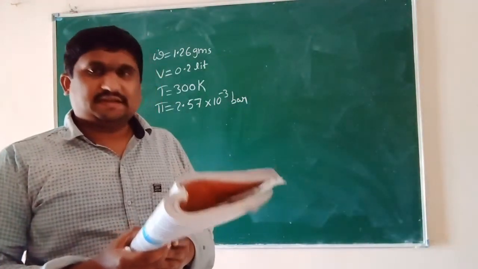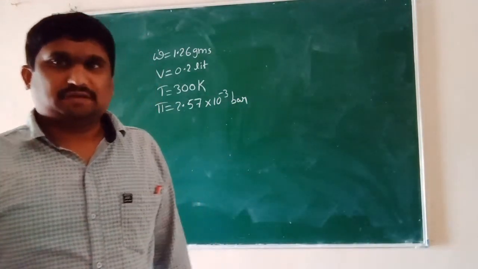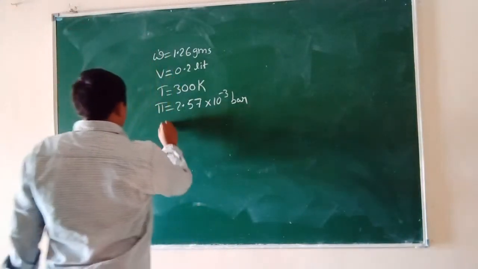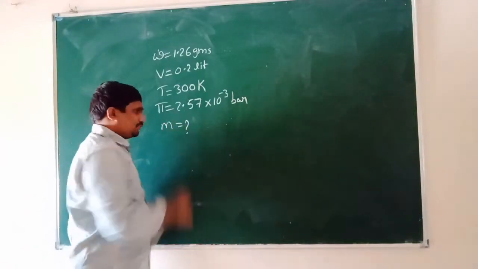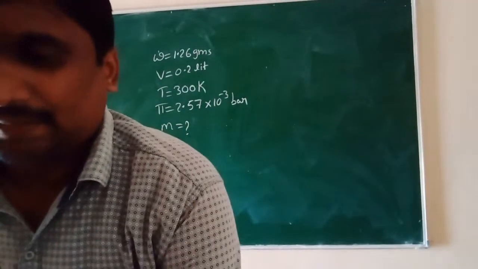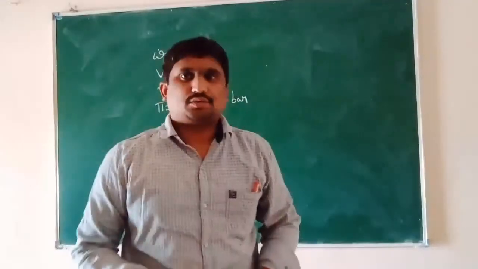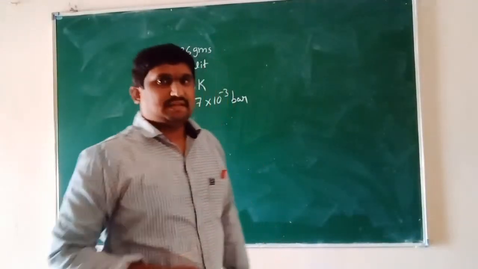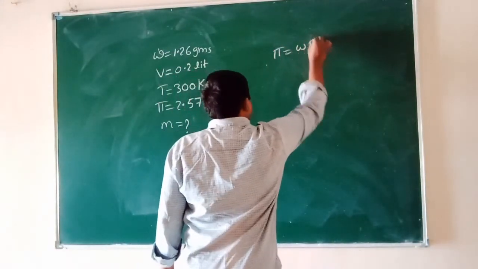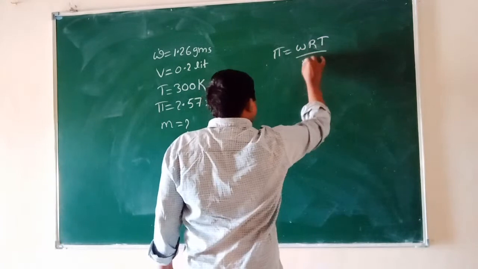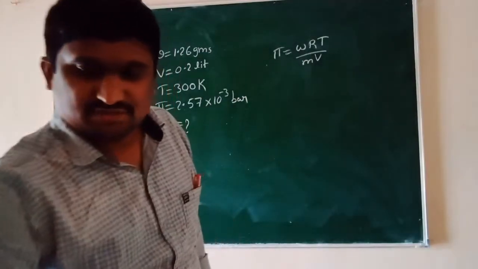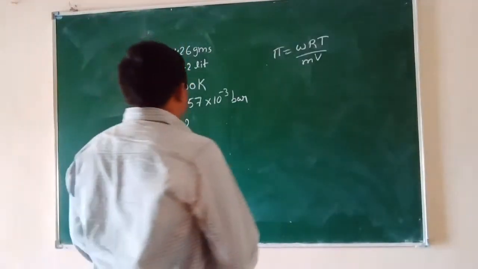We have to calculate the molar mass of protein, small m. Can you tell me the osmotic pressure formula? The formula of osmotic pressure is pi is equal to WRT by m into V. It is the formula for osmotic pressure: pi is equal to WRT by m into V.